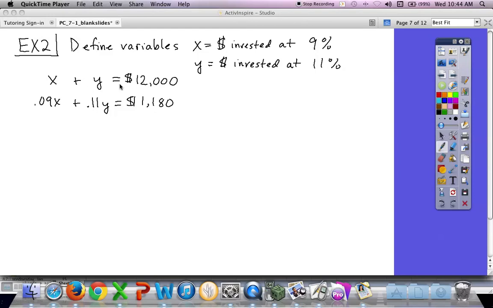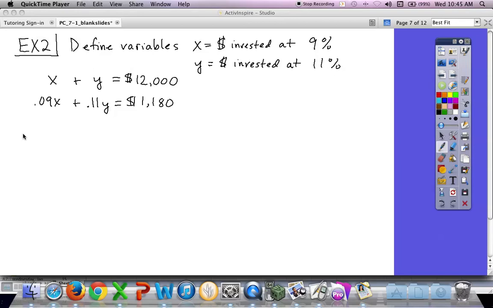And we know that the interest earned is, if it earns 9%, that's 0.09 times x, and if this one earns 11%, that's 0.11 times y. And that amount of interest is $1,180. So now we've got 2 equations and 2 variables. We can solve for those variables, and we're going to do it with substitution.